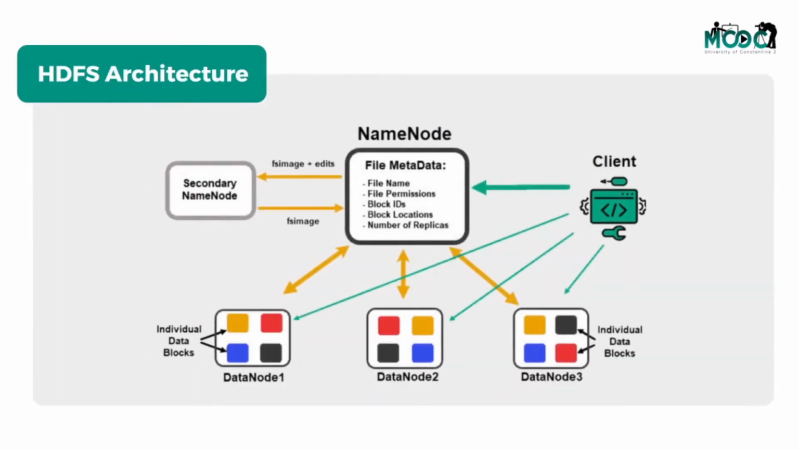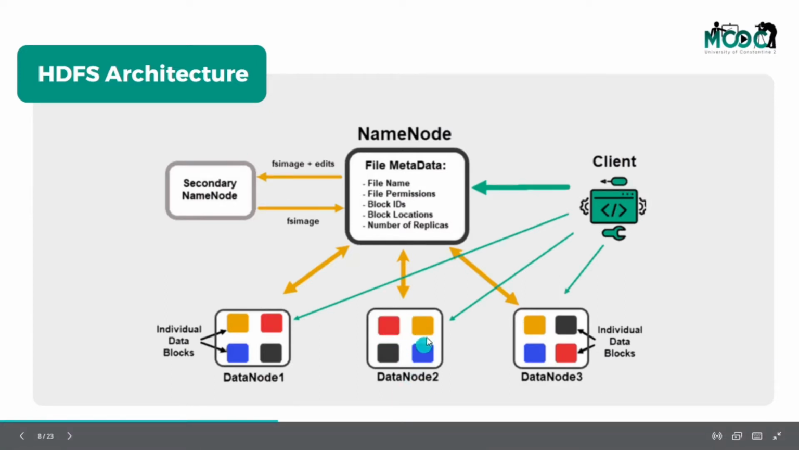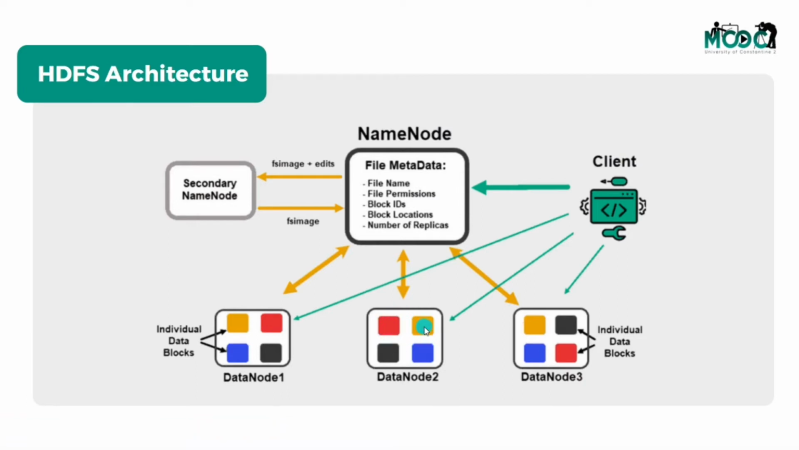We can summarize all this in this slide. Each data file will be divided into many data blocks, and the data will be stored in these blocks. The name node stores all the metadata related to these blocks. This metadata includes file names, file permissions, block IDs, block locations, and the number of replicas. So if a client wants to request a specific block, it would request the metadata from the name node. After getting this metadata, the client would access the data block directly.